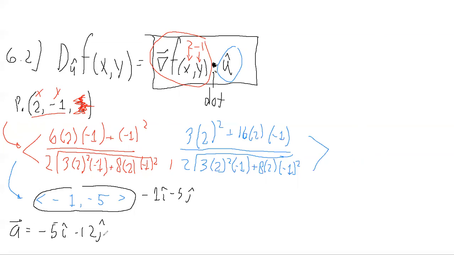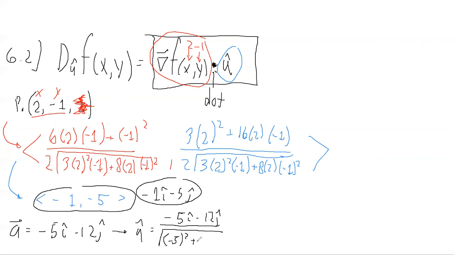Here, we're not going to multiply by a, because that's not your unit vector. That's only the vector a. To get your unit vector, remember that a unit vector is whatever your vector is, so -5i minus 12j, over the magnitude of that. This is how you solve for your unit vector, u, right?